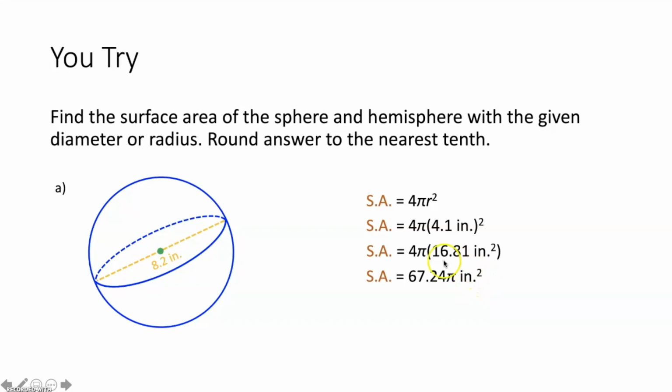Now, this question doesn't want the exact surface area. This question wants you to round your answer to the nearest tenth. So what I'm going to do is take 67.24, multiply that by pi in my calculator, round to 1 decimal place, and I get that the approximate surface area of this sphere with a diameter of 8.2 inches is 211.2 inches squared, or square inches.